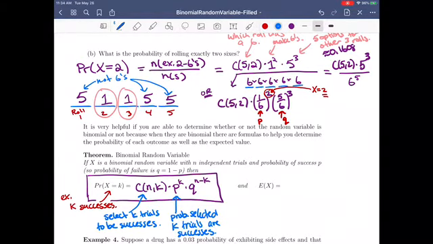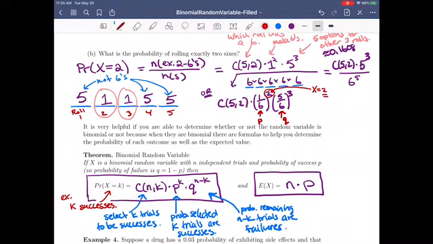Okay, and then the q to the n minus k is the probability that the remaining n minus k trials are failures, because we want exactly k successes. So we don't want more than k successes. So that's where the pieces come from, but this is a formula that you can use when you know you have a binomial random variable. Another really nice formula is that the expected value for a binomial random variable is just the number of trials times the probability of success.